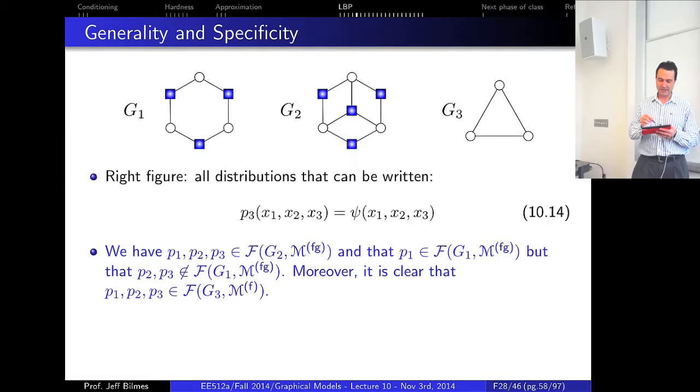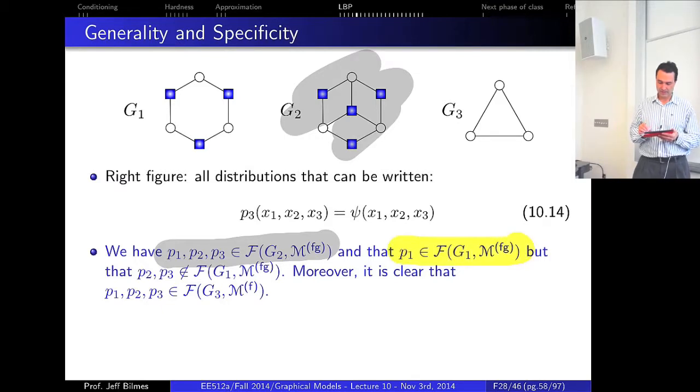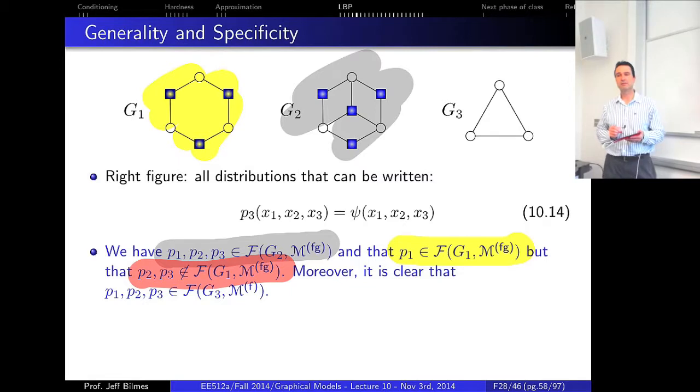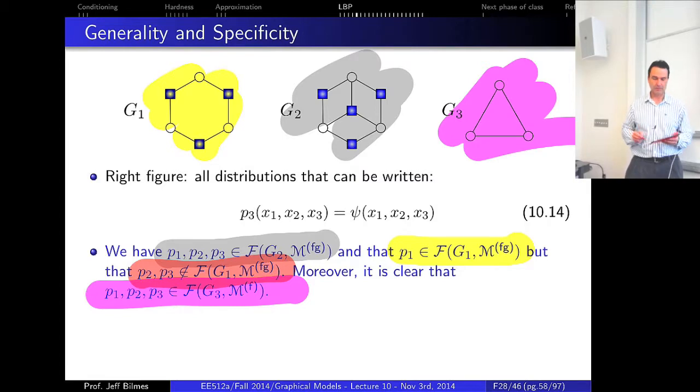So another way of saying this is that all 3 of these distributions, P1, P2, and P3, live within G2. It's clear that P1 lives in G1 because that's only pairwise potentials. But it's also clear that P2 and P3 don't live in G1's family. Why? Because P2 and P3 involve these ternary interactions, the interaction between all 3 variables, and the factor graph on the left doesn't allow that. But on the other hand, going to the Markov random field, all 3 of these distributions, P1, P2, and P3, live in G3.